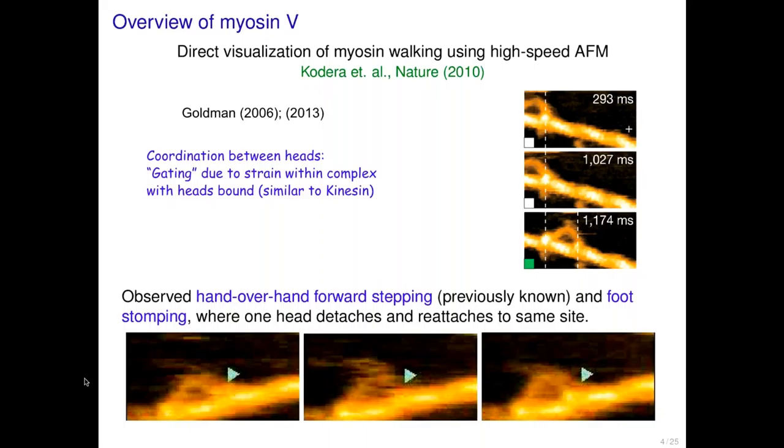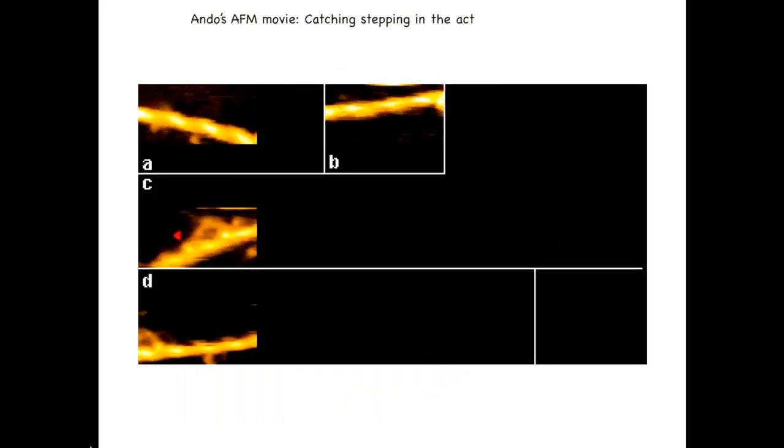But this is really the most direct movie of myosin 5, coming from Ando, but 7 years ago, using AFM. And you can even see the time scale under which this happens. It's exactly the kind of experiment people do. Your actin is on the cover slip, and you have myosin 5, and he's trying to catch the location of the motor as it's stepping, and he succeeded to do that. And that's a movie that you'll see.